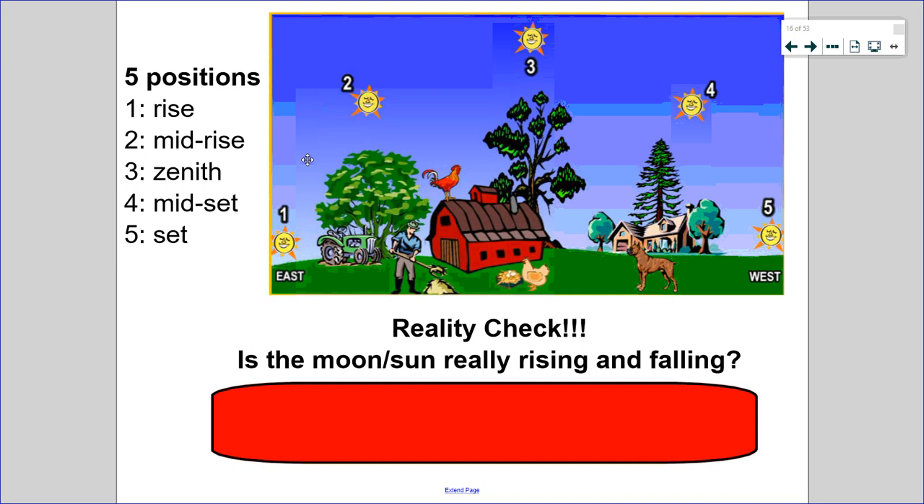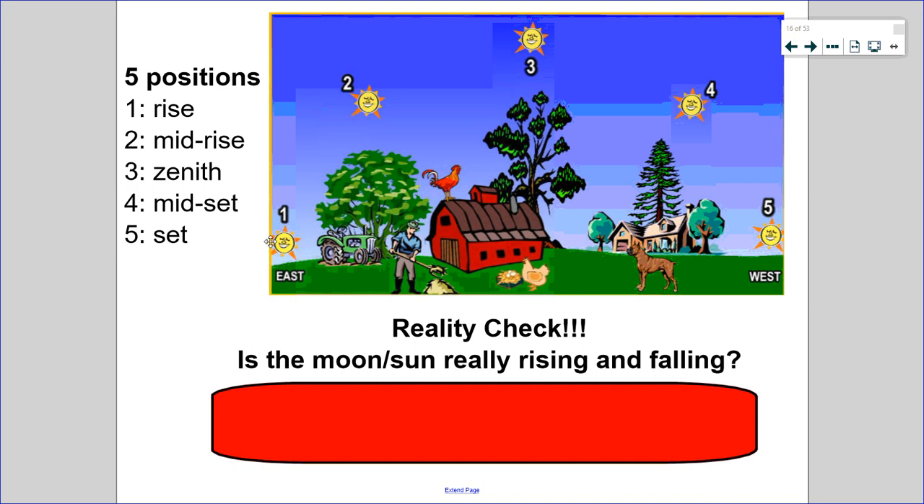Everything rises in the east and sets in the west. And here in the northern hemisphere, everything moves across the southern sky. So this vantage point of looking at this barn, that's looking south. And here we have a sun rising in the east, going up to its high point right there, and then setting in the west. But you can imagine that that could be a moon as well.